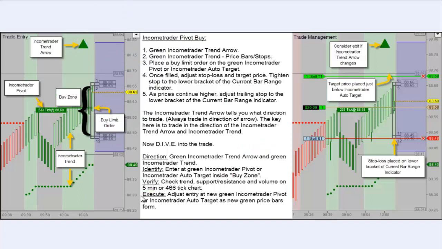And then execute. We're going to execute at our predetermined price at 88.58 in this example, and or if the market continues higher and we print another pivot or auto target, then we'll look for an entry at that area. So don't forget the DIVE acronym: direction, identify, verify, and execute. Dive into the trade, make sure the market's trending, make sure you have volume on your side. That will make for a better setup. Okay, now let's go ahead and move on to an actual trade example.